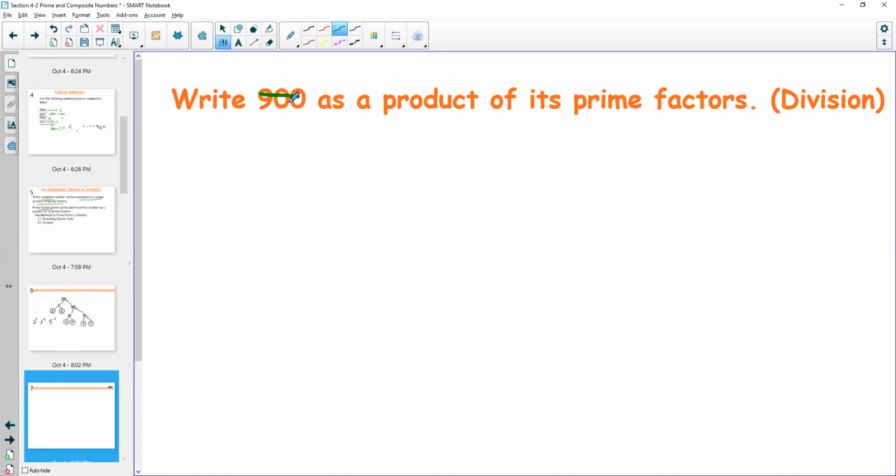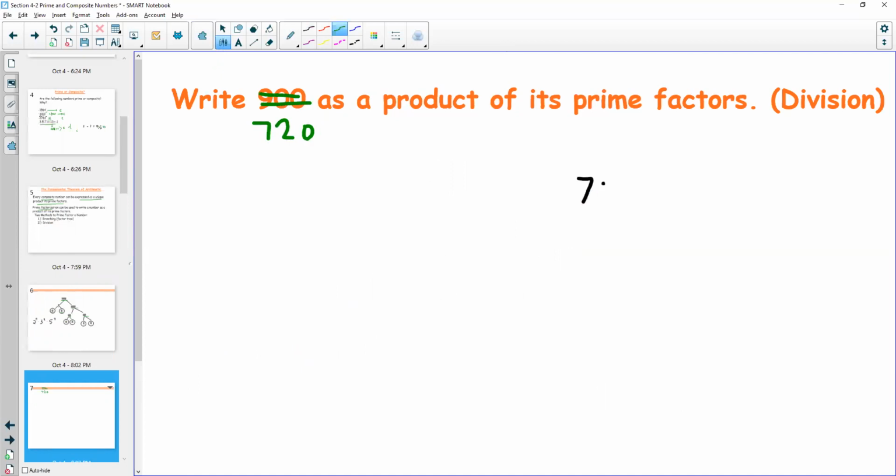This says 900. It should say 720. So let's do the prime factorization of 720. Take a minute. There's lots of ways to do it, but in the end, you should end up in the same place no matter how you start. So let's see.